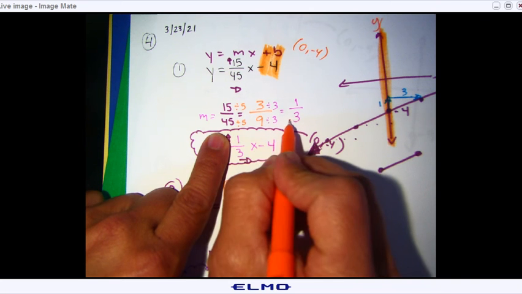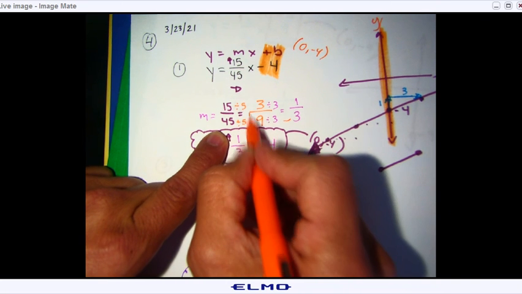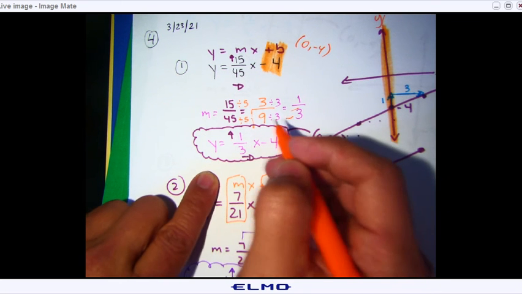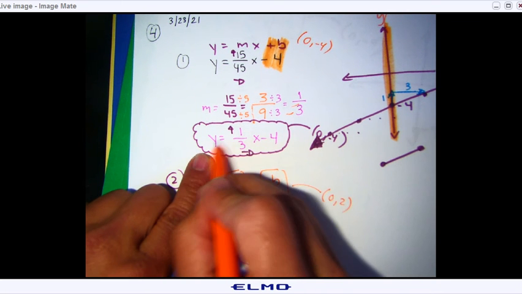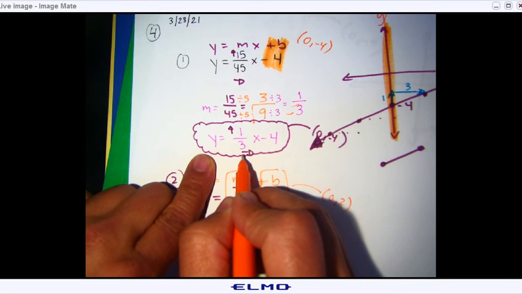And here's the simplification. You could have done it different ways. You could have divided by 15, top and bottom, got to 1 over 3. So there's different ways of doing it. So now I got y equals 1 over 3x minus 4, rise over run. All right, 1 over 3.